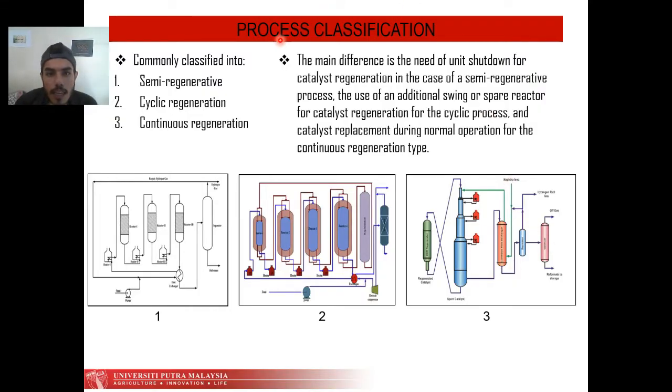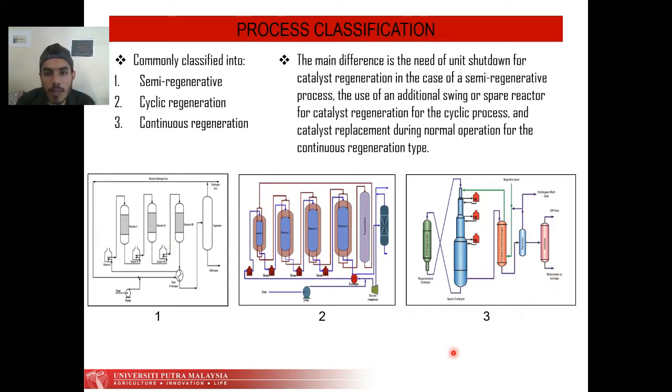Next, the process classification. This catalytic reforming is classified into 3 common categories, which are semi-regenerative, cyclic regeneration, and continuous regeneration. This is semi-regenerative, cyclic, and this is continuous.